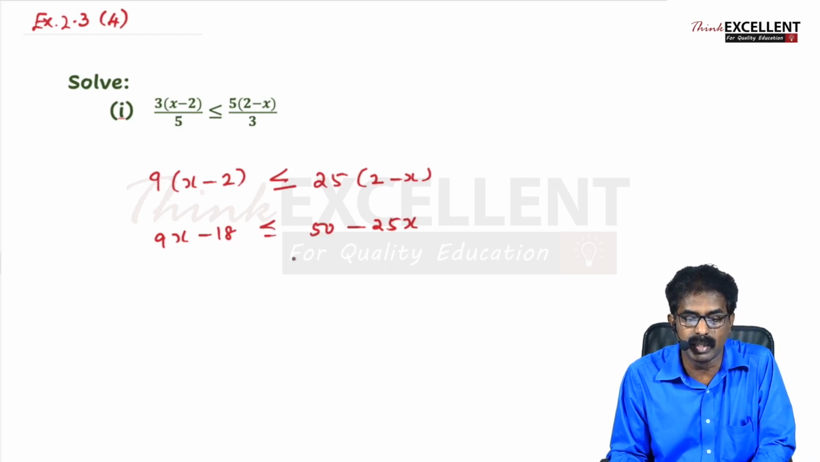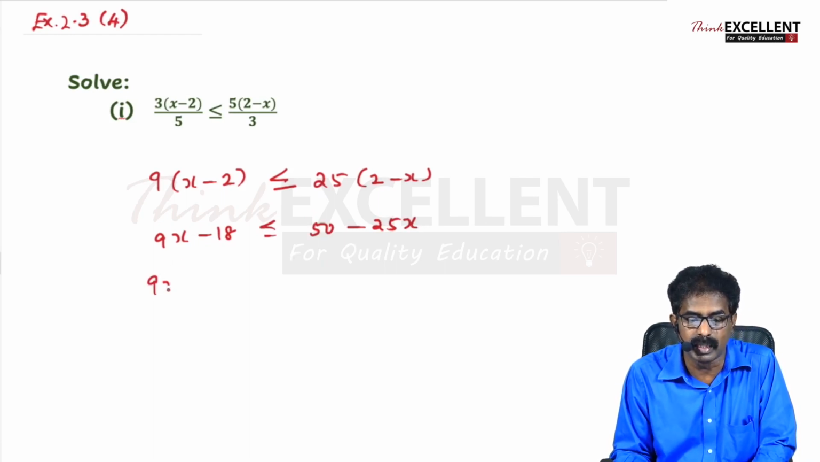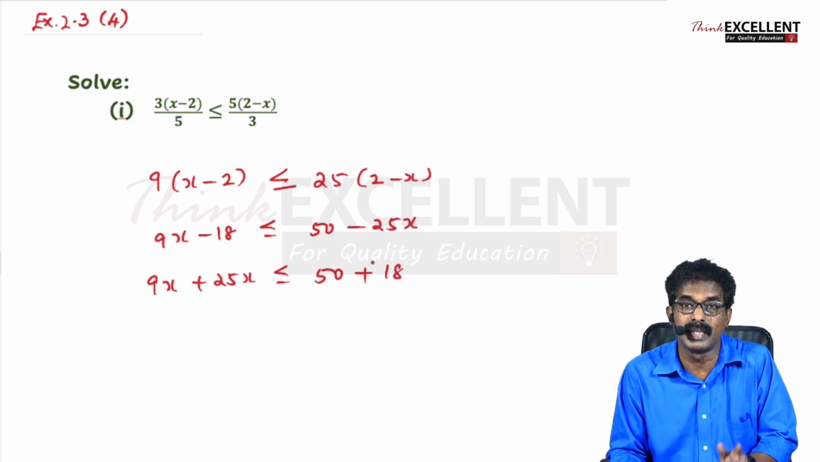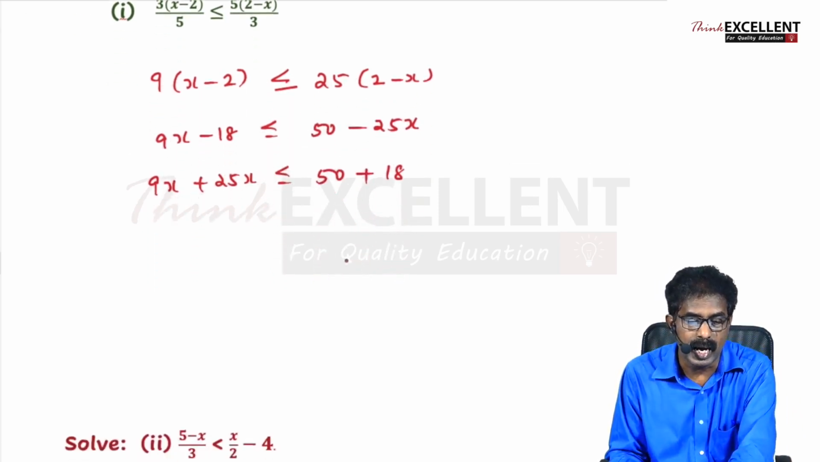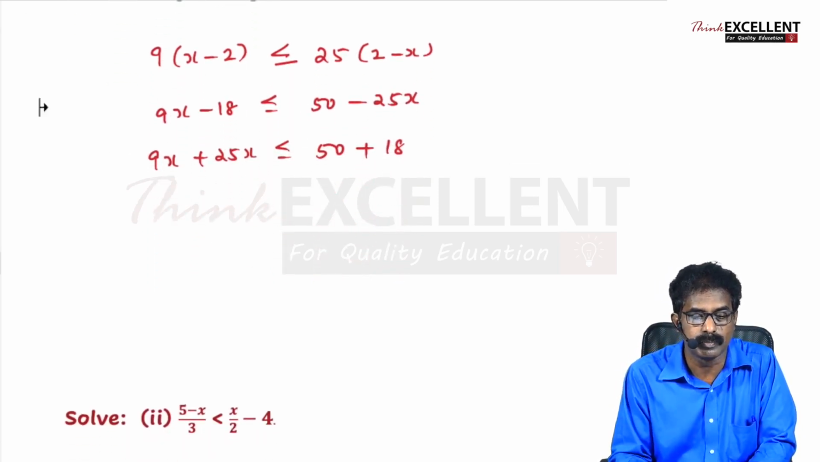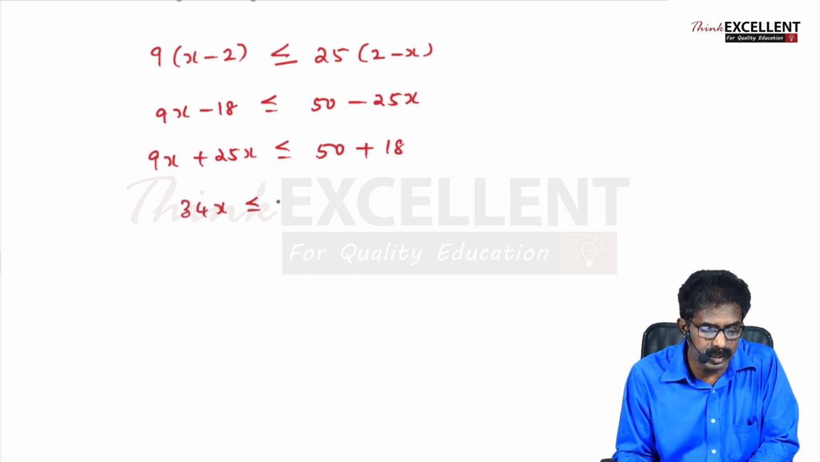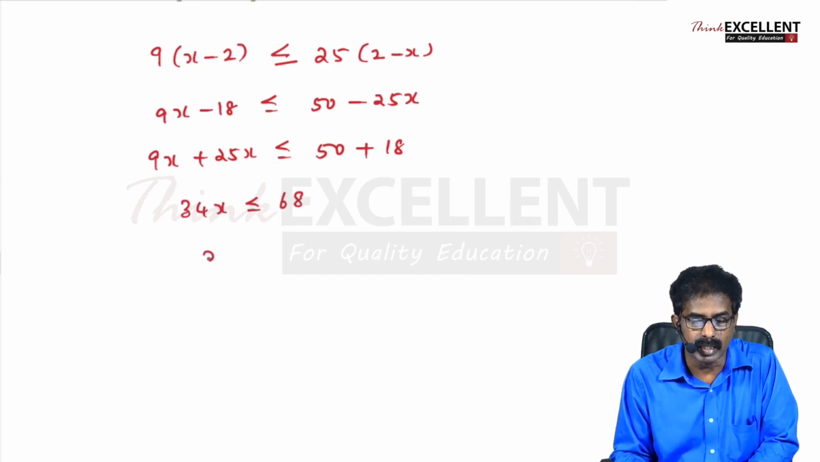Group all the x terms to one side. 9x is here. Bring that minus 25x to the left side, plus 25x less than or equal to 50 plus 18. Hope you understood. Minus 18, take it to the right side. Add these two, 34x, right? So 34x is less than or equal to 68, or x is less than or equal to 2.